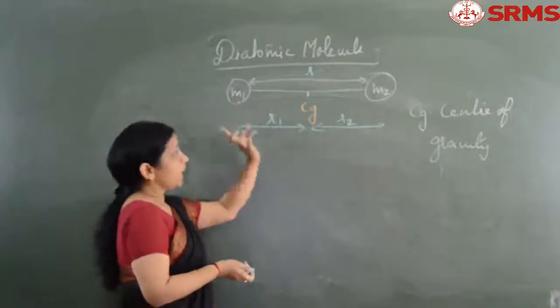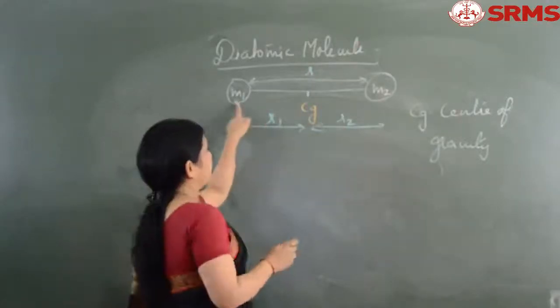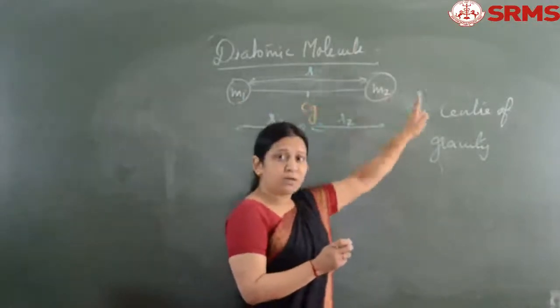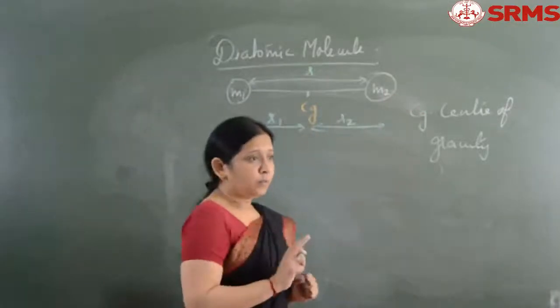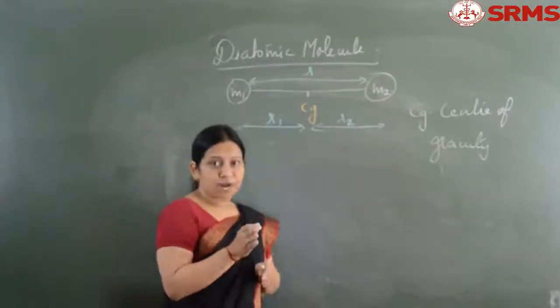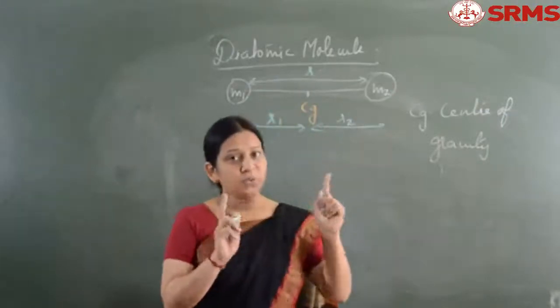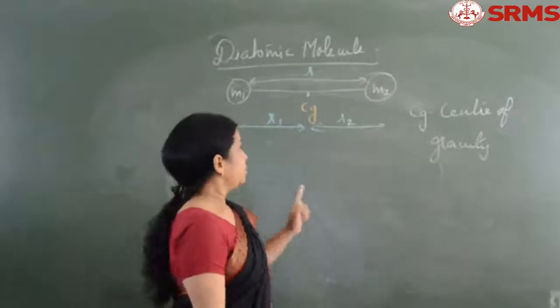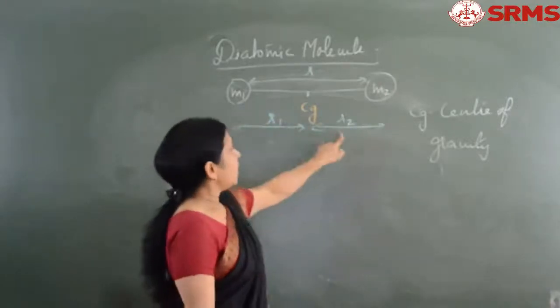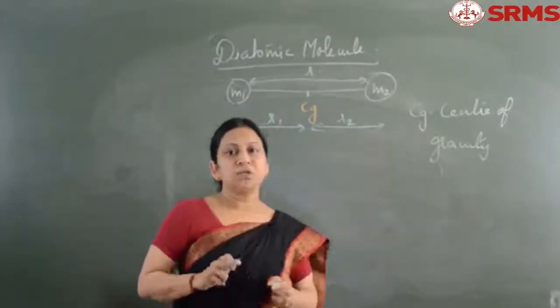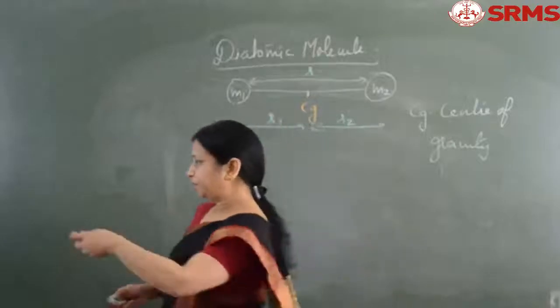So we have a diatomic molecule, one atom having mass m1, the other having mass m2. Then Cg is the center of gravity, r is the bond length, or internuclear distance between the two atoms. Then r1 and r2 are the distances of the two atoms from the center of gravity.